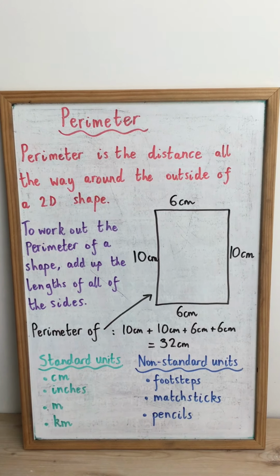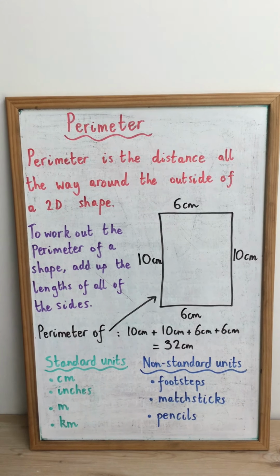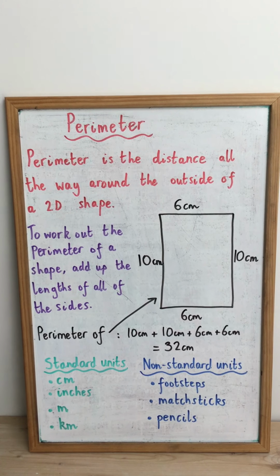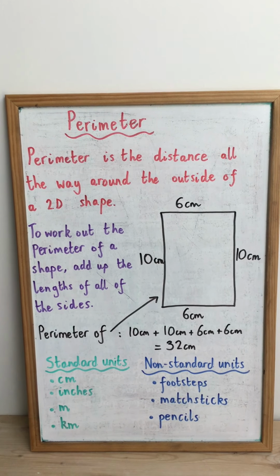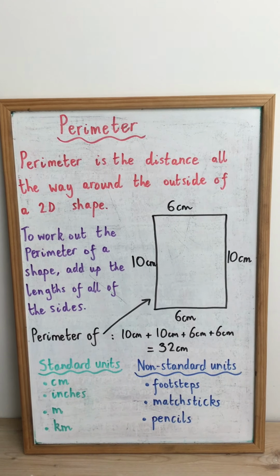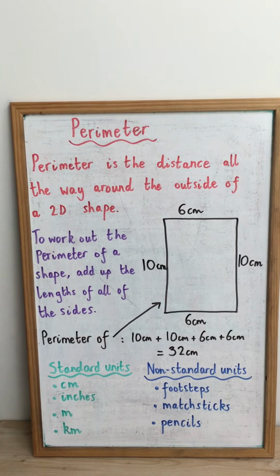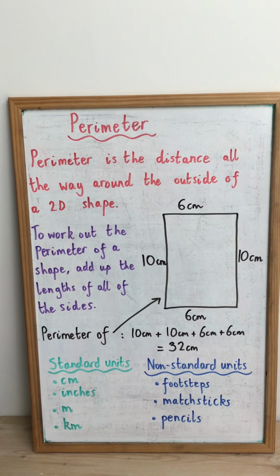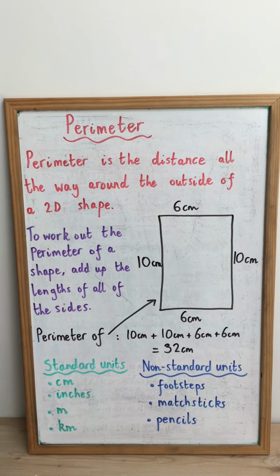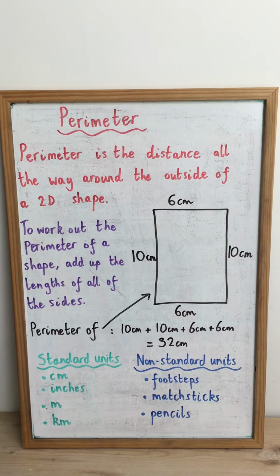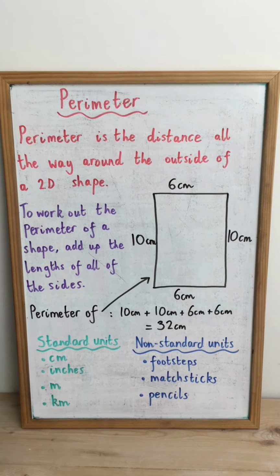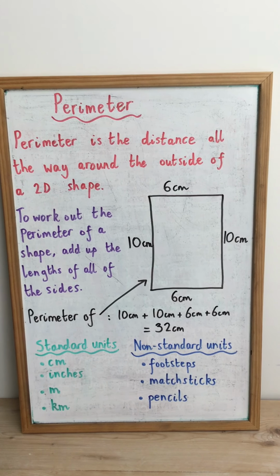Now you can also measure perimeter using non-standard units. So these include things like you could see how many footsteps to go all the way around the outside of the shape, and you could use everyday objects. So you could use matchsticks. How many matchsticks does it take to go all the way around the outside of the shape, or something like pencils. And today I'm going to show you how to measure perimeter using matchsticks, so a non-standard unit.